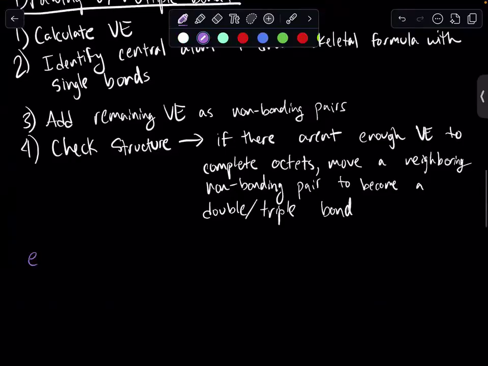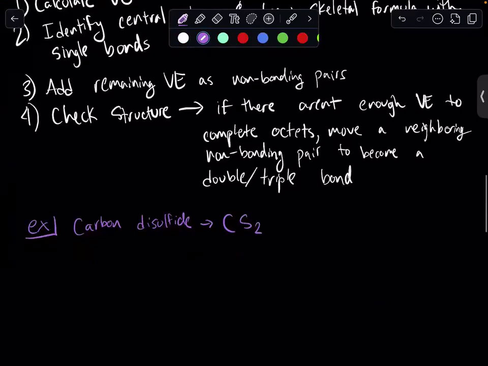So let's do an example with carbon disulfide. Take a moment and try and figure out what the structure of carbon disulfide is and what its molecular formula is. And I'll answer that now. Carbon is C, and disulfide, sulfide refers to sulfur, and di refers to 2. So we're looking at CS2. So we'll go through our steps.